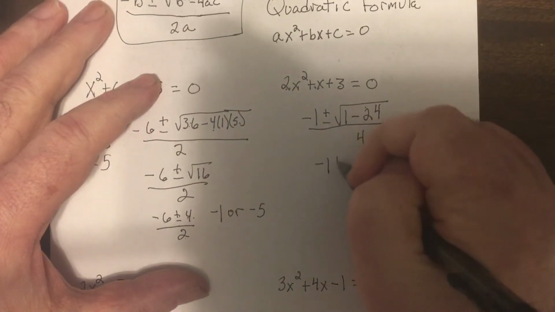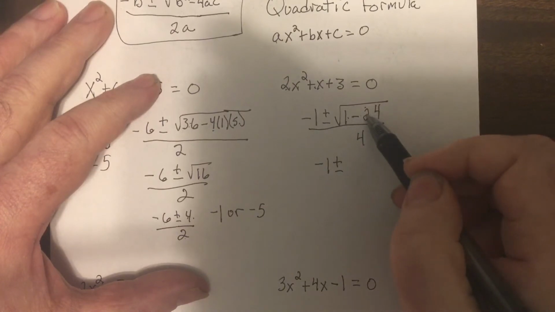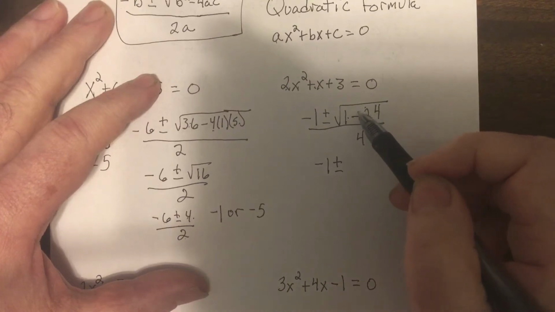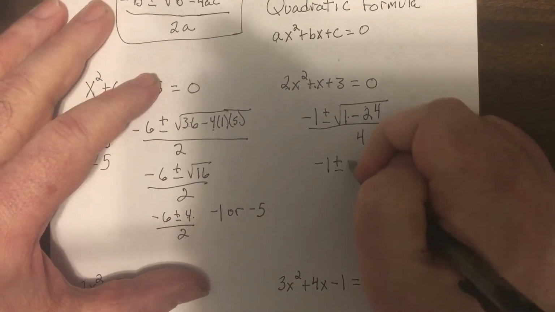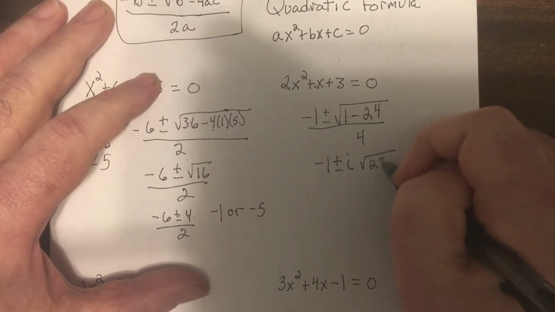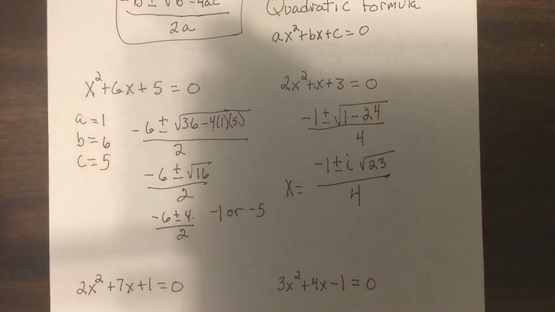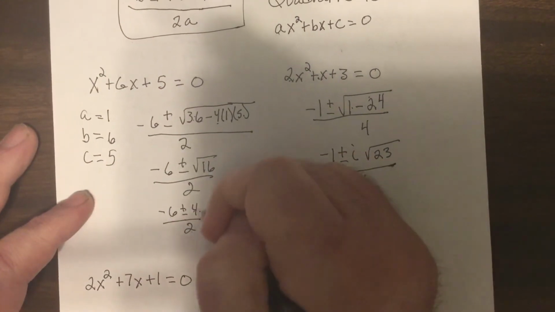So negative 1 plus or minus. Now 1 minus 24 is a negative, the square root of negative 23. Whenever you have a negative under the square root, you have to pop your eye out and see what's going on. So this would be negative 1 plus or minus the square root of negative 23, all over 4. Now technically I put a little x in front of it.